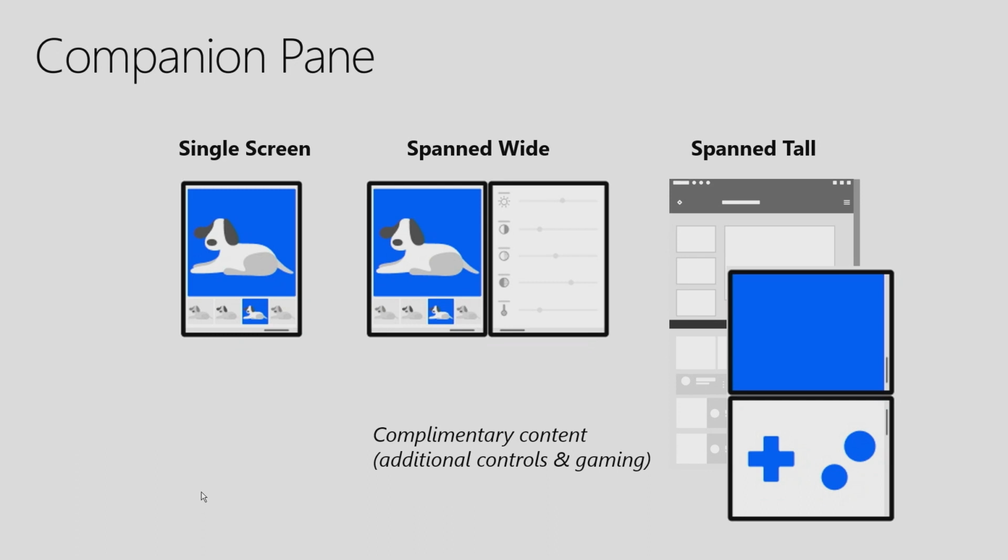Another example is gaming. Single screen devices often have the controls overlaid on the game viewport, but a second screen allows for dedicated controls without obscuring the graphics.